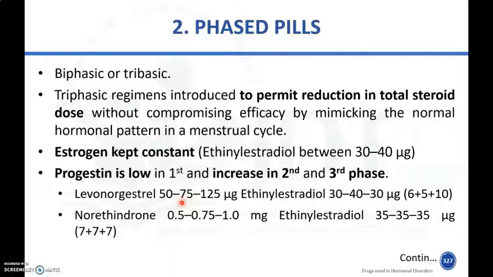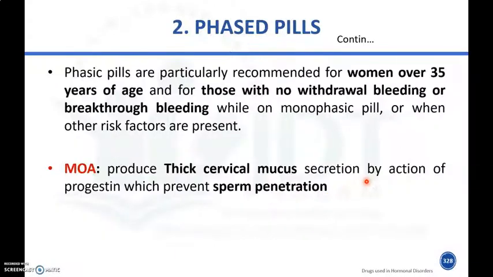So this is the difference between phased pill and combined pill. In this we will keep the concentration of estrogen constant, and we will increase the concentration of progestin from low to higher from first to third phase. Now this phased pill is particularly recommended for women over 35 years of age and for those with no withdrawal bleeding or breakthrough bleeding while using monophasic pill, or when other risk factors are present.